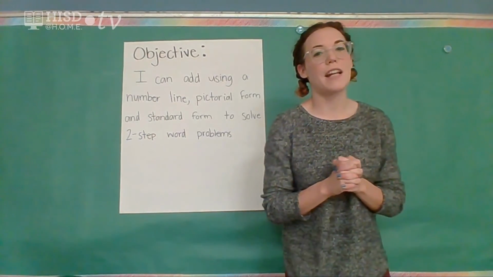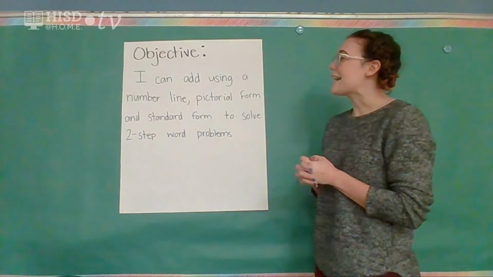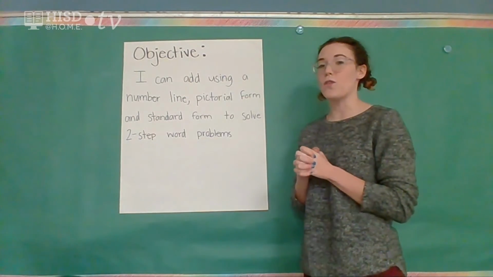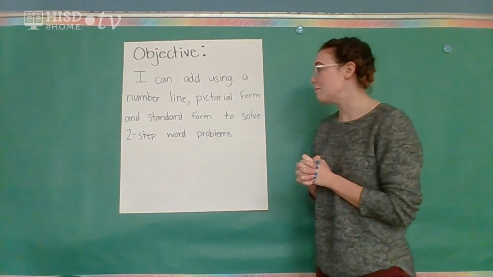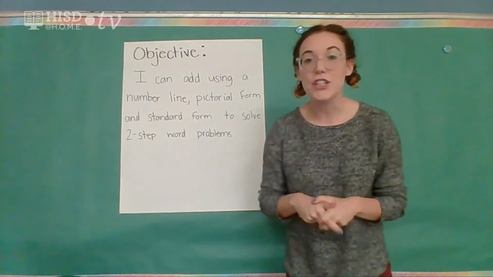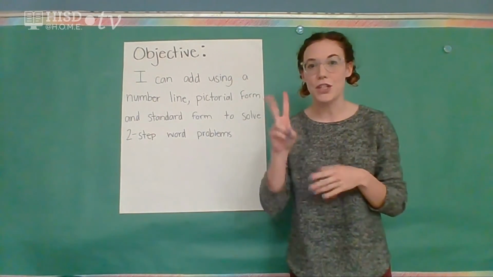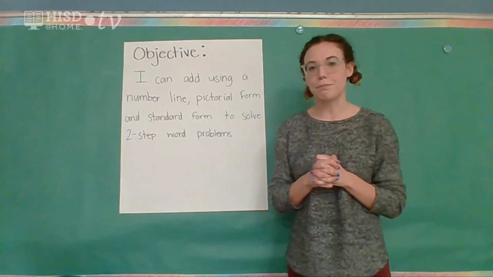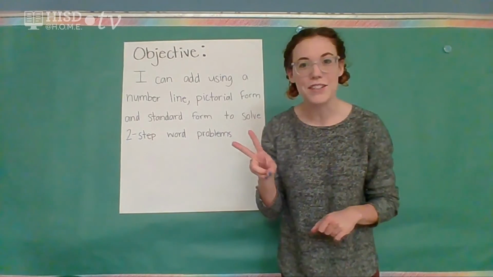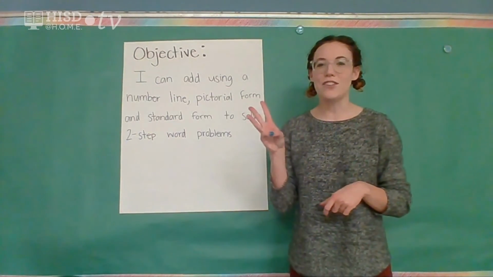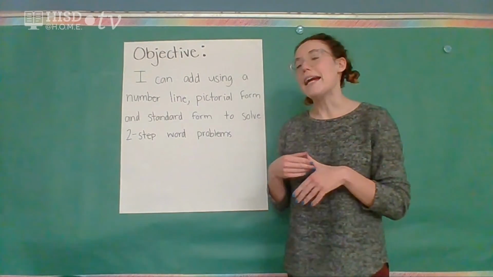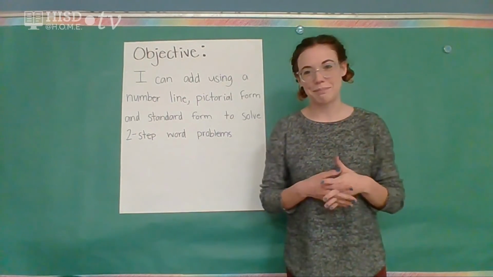So let's read our objective today. I can add using a number line, pictorial form, standard form, to solve two-step word problems. So we're going to use a couple different things to help us solve two-step word problems with addition. We're going to use a number line. We're going to use pictorial form, which we use for everything, right? And standard form, because we do want to know how to add using just our numbers. The pictorial form and the number line will just help back up what we already know.